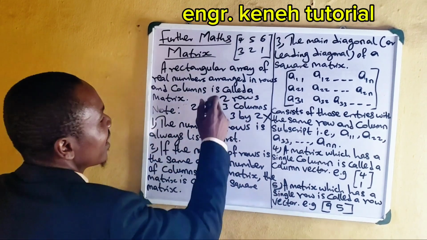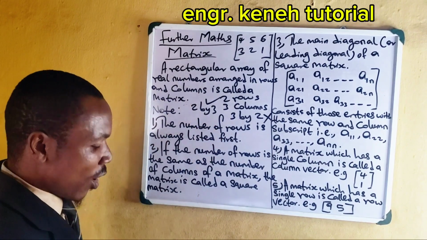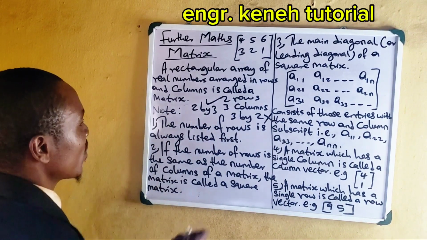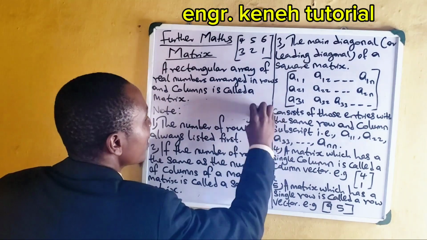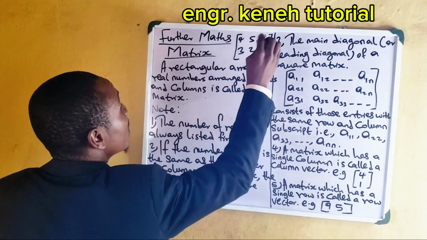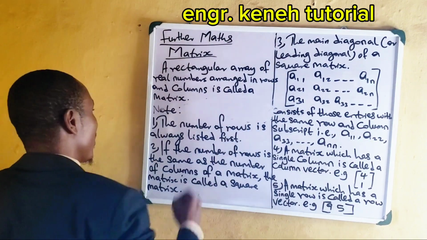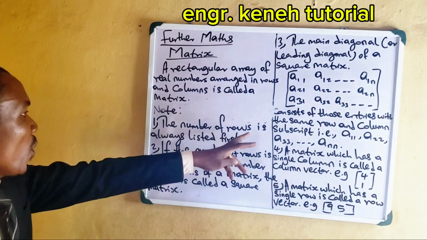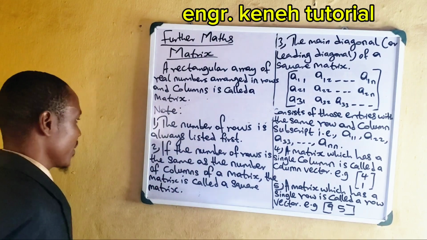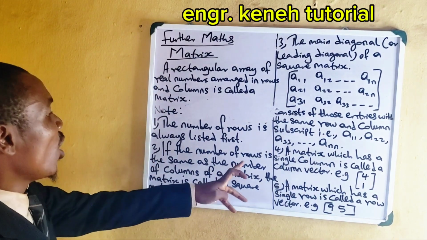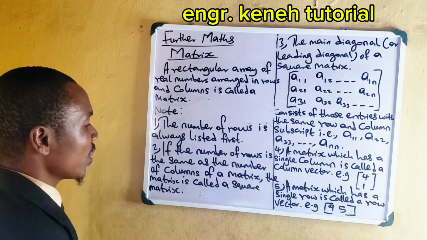It is written like this. Number of what? Row by number of what? Column. That is what this first one is telling us, that the number of rows should be written first before the number of columns, if you are referring to a particular matrix. So the number of rows is always listed first.